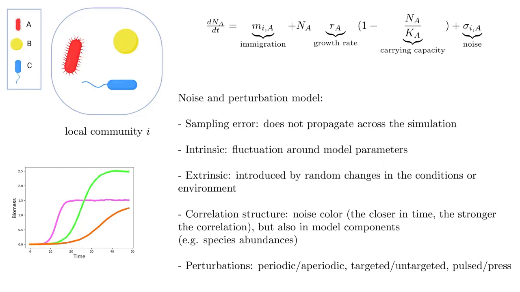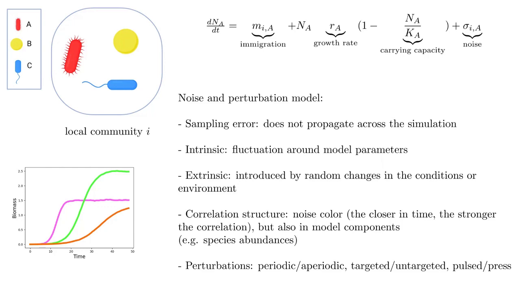You can have some intrinsic fluctuations. So you can say, well, I have this model with these parameters, but they're not perfect. So each time an event happens in this model, there's a deviation from this parameter. So there's fluctuation around your model parameters. This would be an intrinsic error. And you can think also that, well, the species have some fitness in the environment, but the environment changes a little bit. There's some oscillations around the conditions of the environment. And this would be an extrinsic kind of noise introduced to the model.